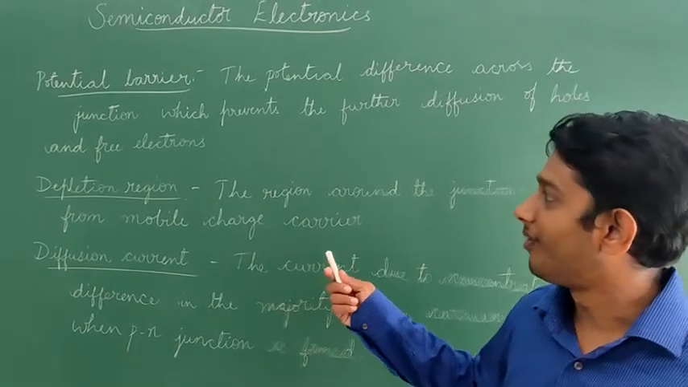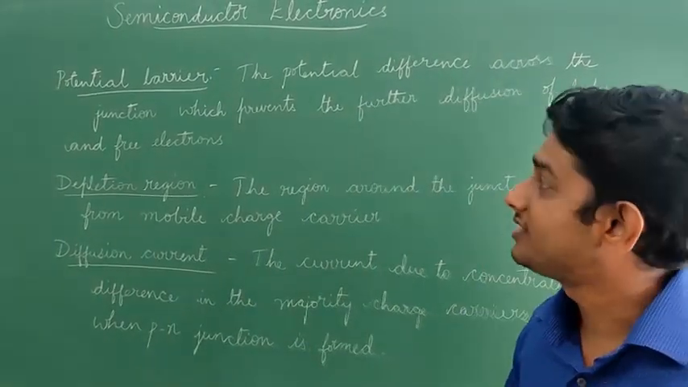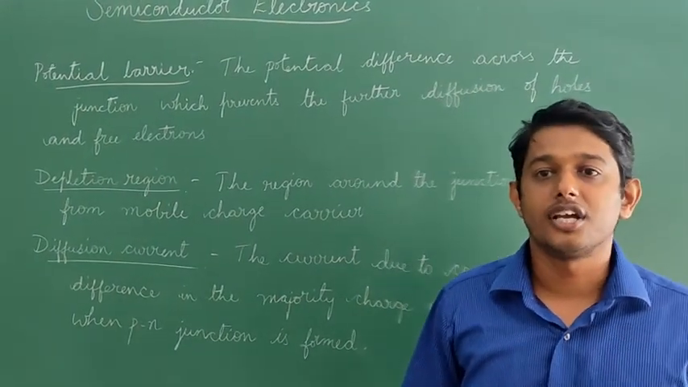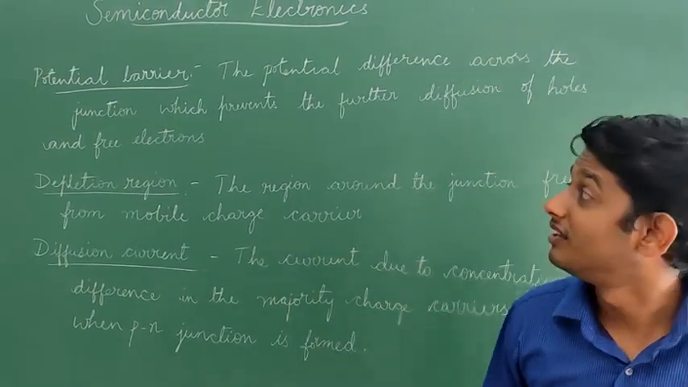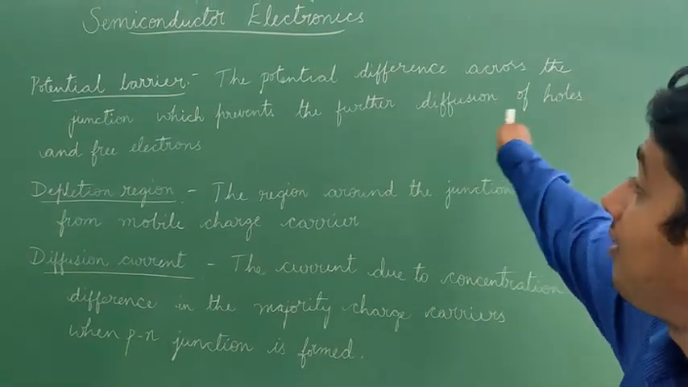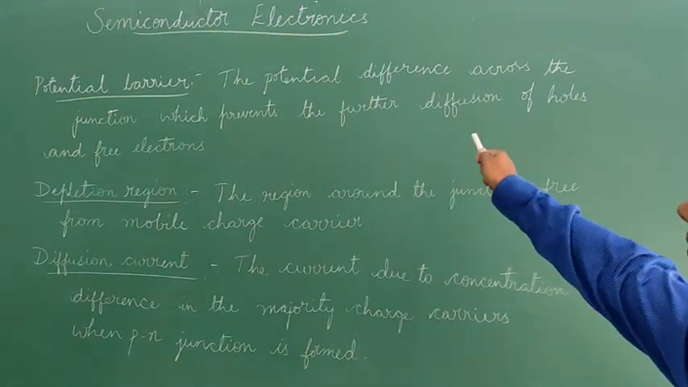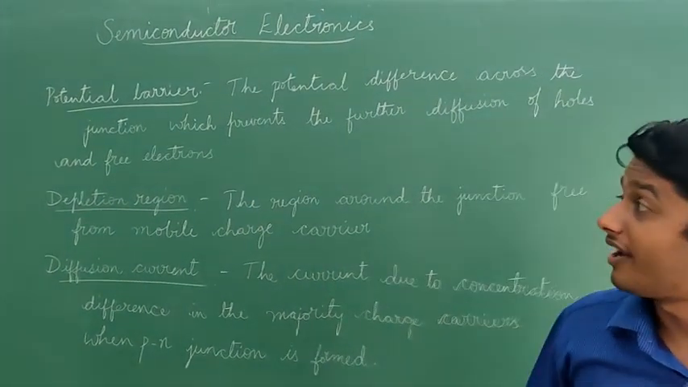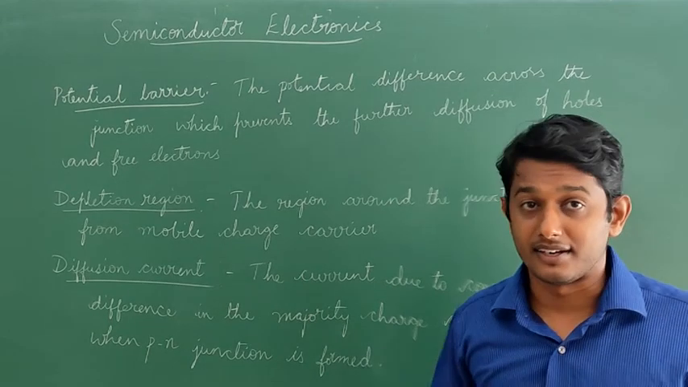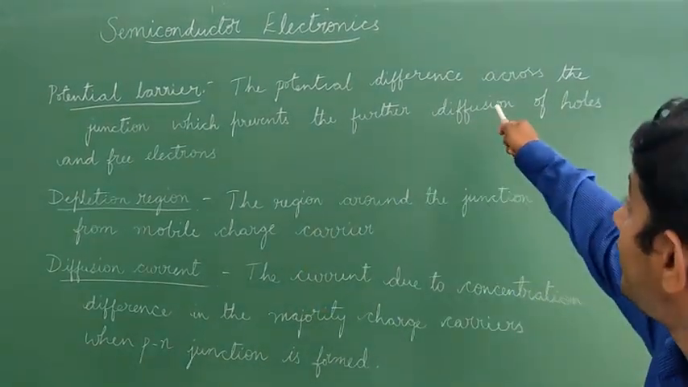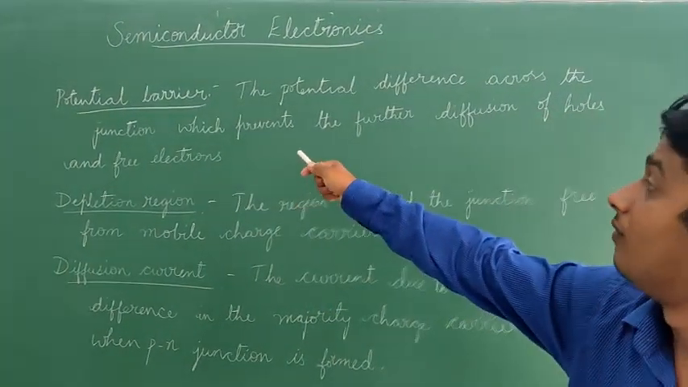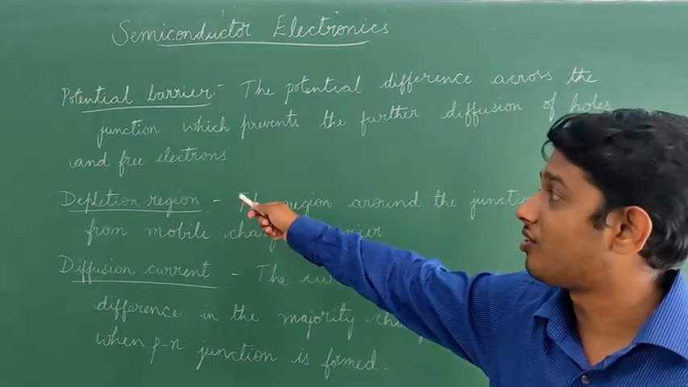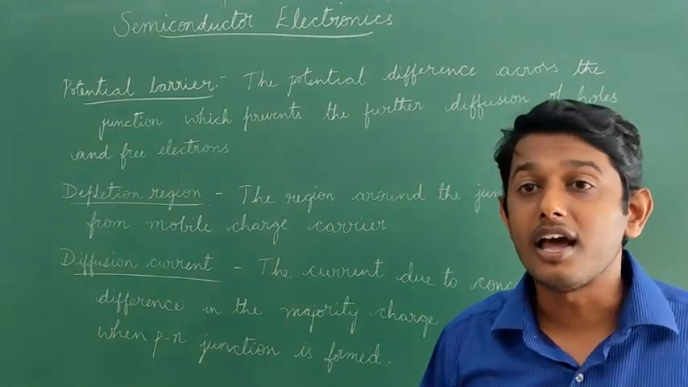These are a few important terms in this chapter. The first one is potential barrier, or junction potential difference. The potential difference across the junction which prevents the further diffusion of holes and free electrons is called the potential barrier.